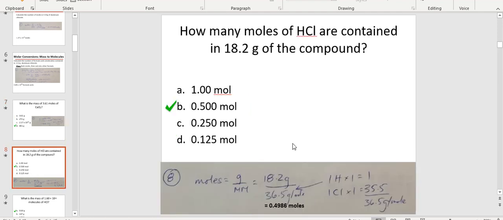How many moles of hydrochloric acid are contained in 18.2 grams of the compound? Again, reset. What am I asking for? Moles. What information did I give you? Grams. There you go. Plug and play. Okay?